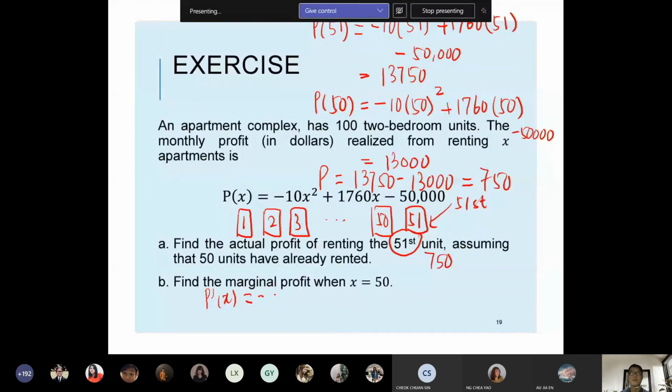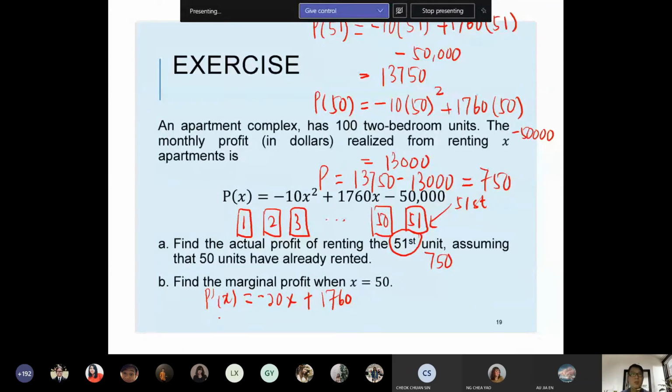We get negative 20x plus 1760. Differentiating this one, first we take the 2 down and multiply by the 10, so we get 20, it's negative, and the power minus 1 is 1. And differentiating x gives 1, so times 1760, it's 1760.